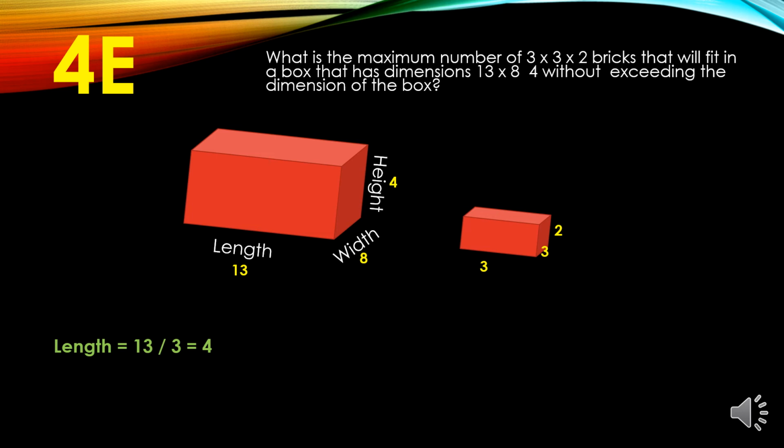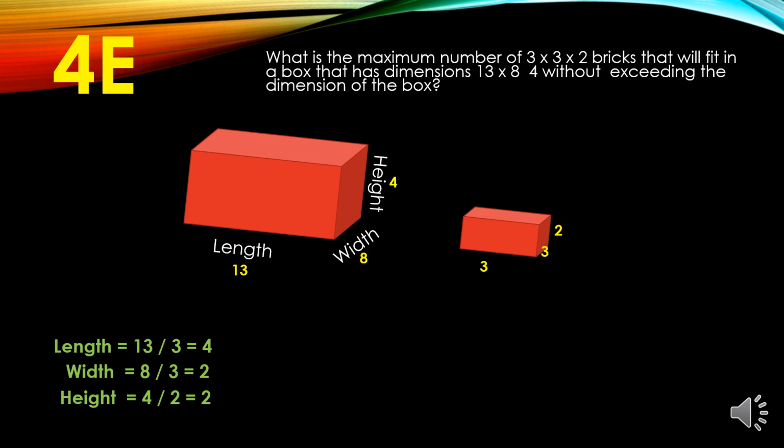space on the box. So how many 3s do we have in 13? We have 4, because 3 times 4 will give us 12. And still we have 1. So that's one space that will remain, the 1 inch, whatever unit we use here. Now we have width. Your 8 divided by 3 will give us 2, because in 8 we have 6. So 3 times 2 we have 6. So we only have 2. Now for height we have 4 divided by 2 is 2.